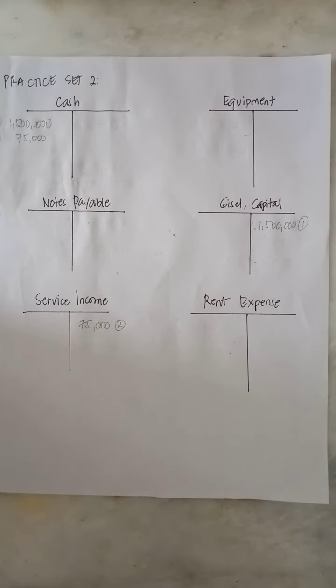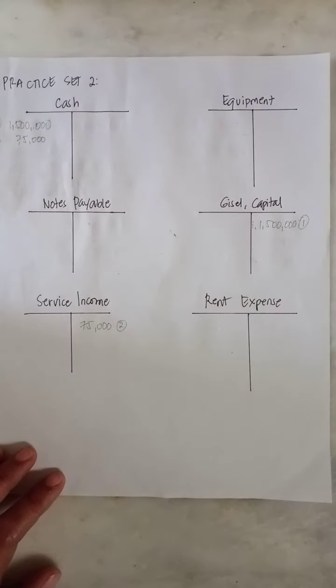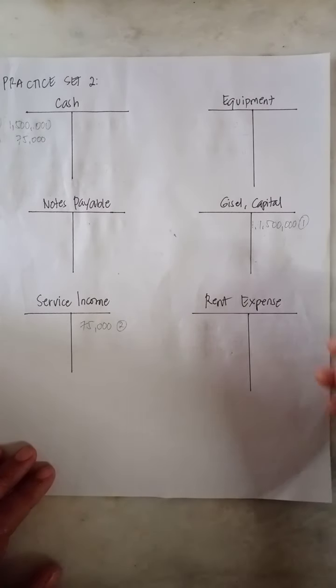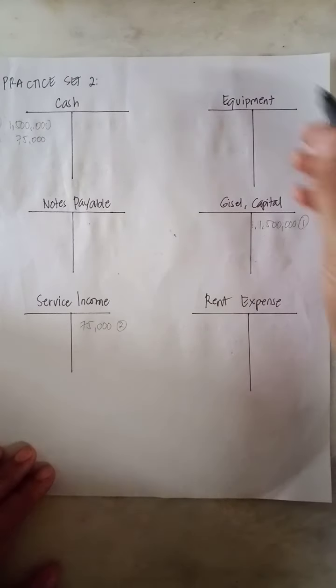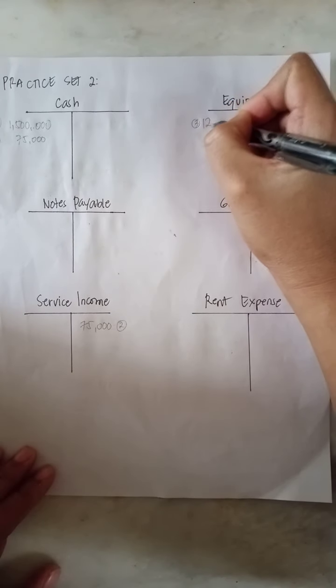Transaction number 3, bought equipment from Mills, 120,000, issuing a note for the amount. What is the value received? The value received by the business is equipment. So what will be the effect on the elements or accounts? There is an increase in assets. If you increase the assets, you debit equipment, because it says that the business bought equipment. Therefore, you debit equipment for 120,000.